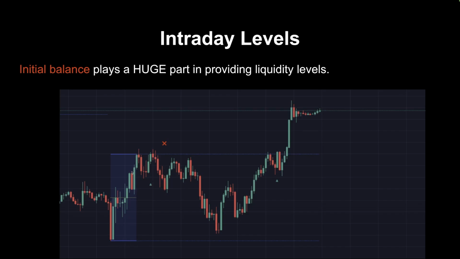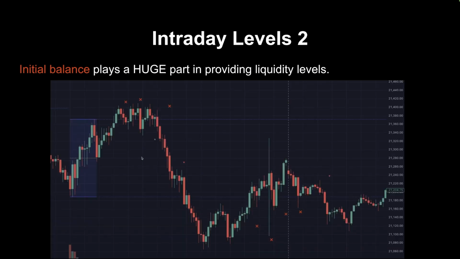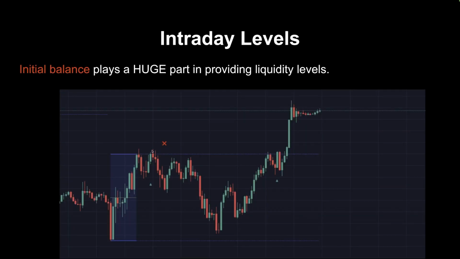Up here, we have initial balance high, and look how price reacted. Let me go back. There we go. Initial balance was set right here. This is where initial balance got completely set. So we know that on the day, there's an IB high and IB low.